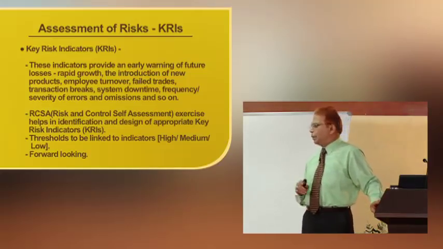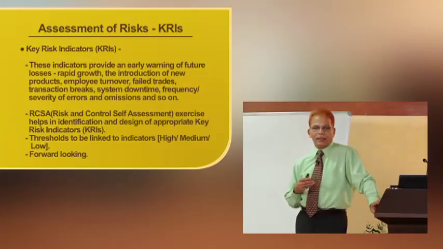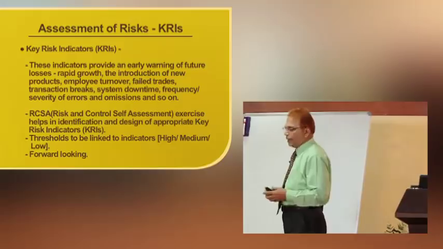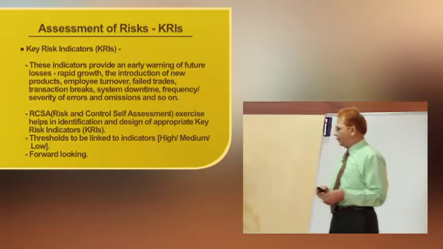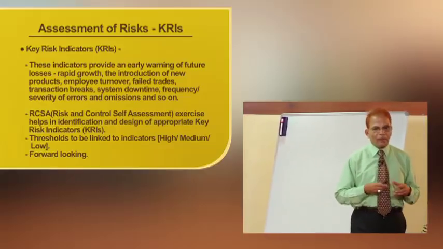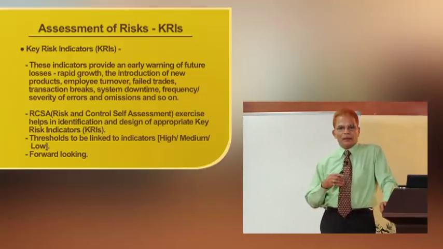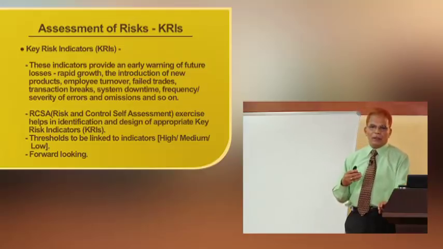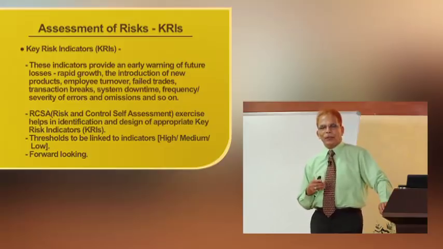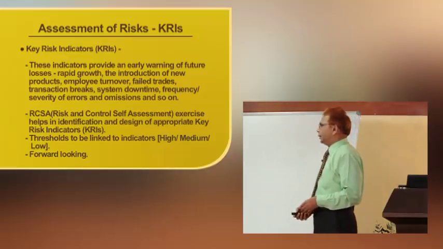We can put a threshold linked to the indicators, saying whether a key risk indicator is to be treated as high, medium or low, depending on the impact it has or the process to which it is related. And we know that the key risk indicators are forward looking. So when you are framing them, you have to base your judgment on the kinds of volumes, products and processes the bank is going to follow in the coming years. So it's more of a forward-looking exercise.